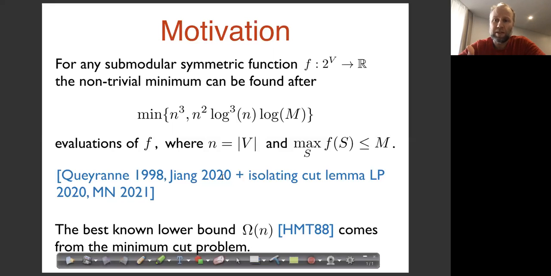So it's kind of a very special case. You're only talking about simple graphs. You're only talking about connectivity. So basically, is the minimum cut value 0 or positive? And this very special case is the best lower bound we know on this much more general problem of finding a non-trivial minimum of a symmetric submodular function. Okay, so that's what we're interested in this paper: finding larger lower bounds.